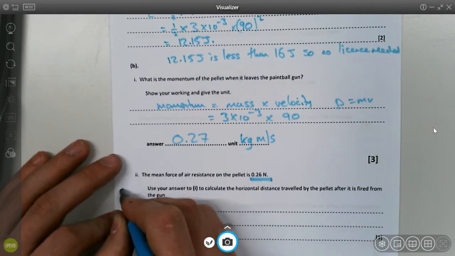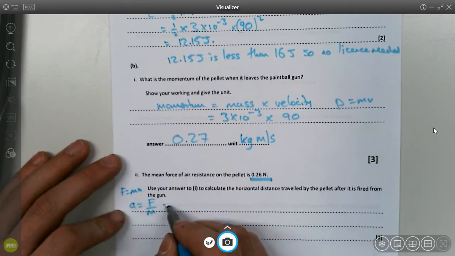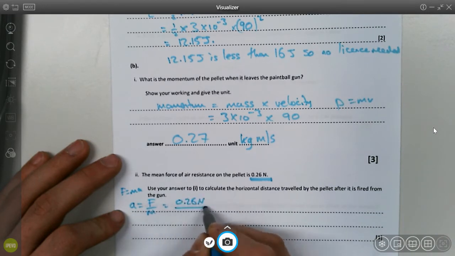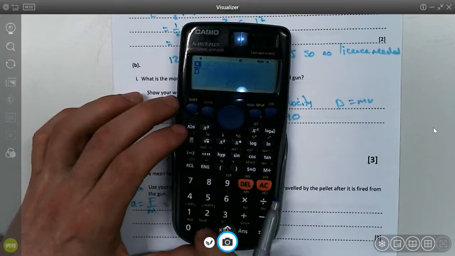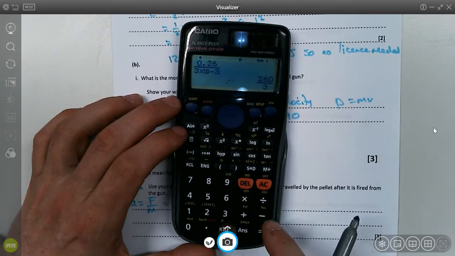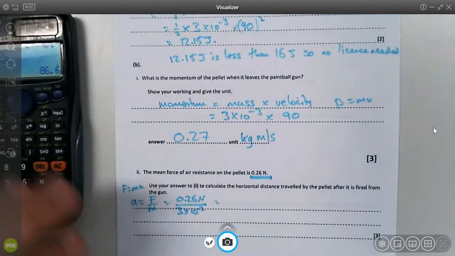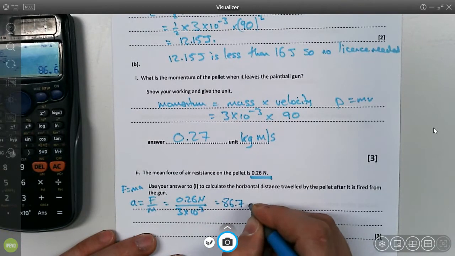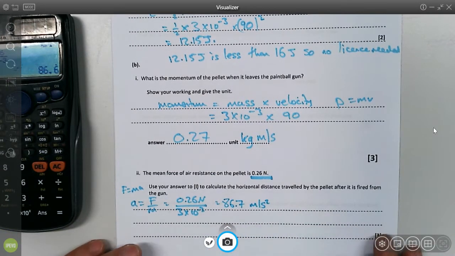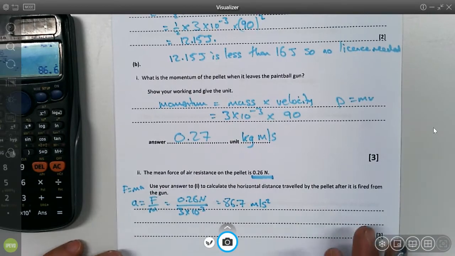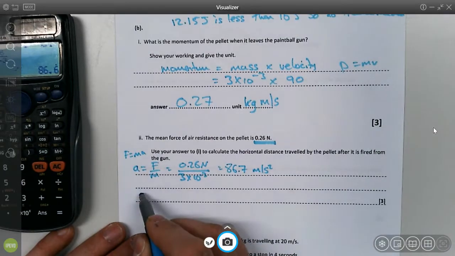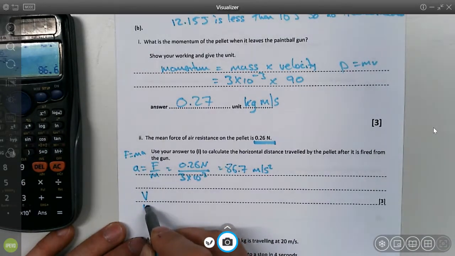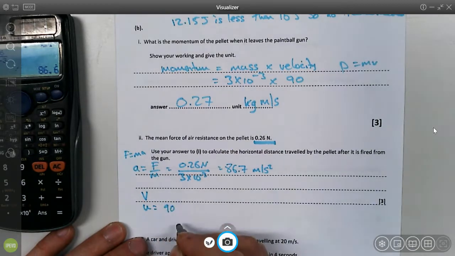Okay, force is mass times acceleration, rearranged. So the acceleration is 0.26 newtons divided by 3 times 10 to the minus 3 kilograms. That's going to give us an acceleration of 86.7 meters per second squared. We then need to really list everything that we know so we can figure out where to go from here. So the initial velocity, the starting velocity, was 90 meters per second.